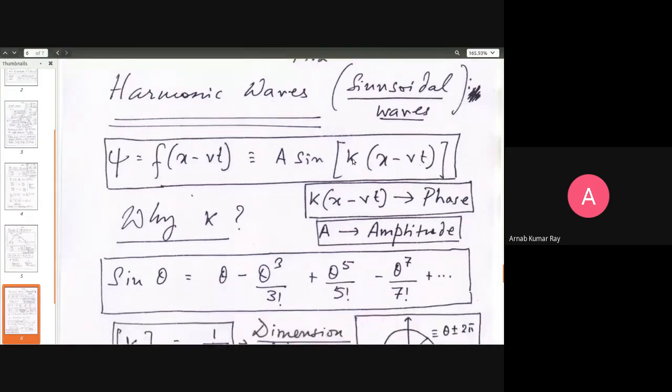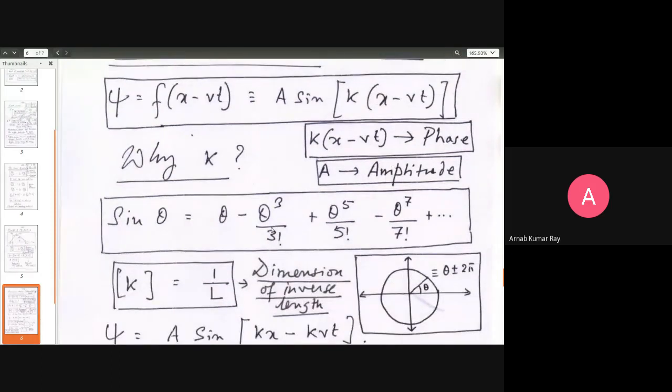So if I did not have the k, and instead I were to have just written sine of x minus vt, there would be a dimensional problem. What is the dimensional problem? I believe in your school calculus, you would have heard about or studied the infinite transcendental series such as e raised to x, sine x, cos x, log of 1 plus x.